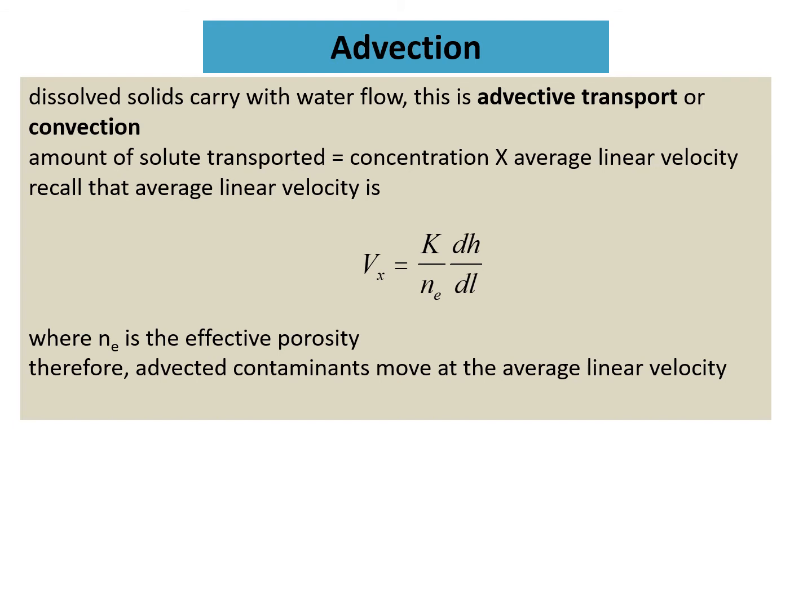Therefore, advected contaminants move at the average linear velocity. Obviously, the contaminant is supposed to move along with the water, and that's why it ends up moving with the flow of groundwater, whatever velocity it has attained.